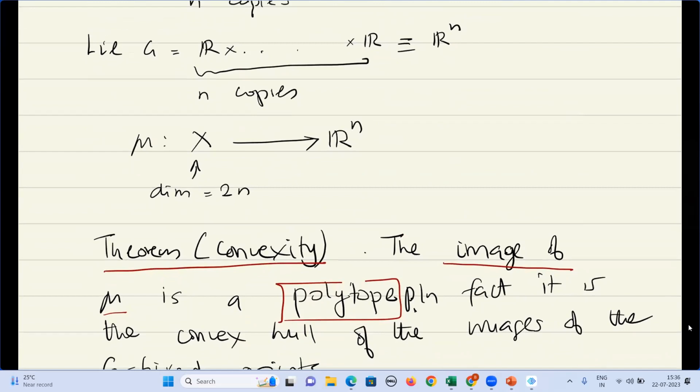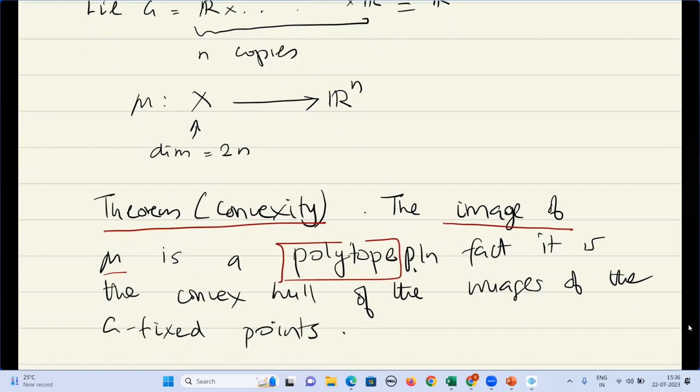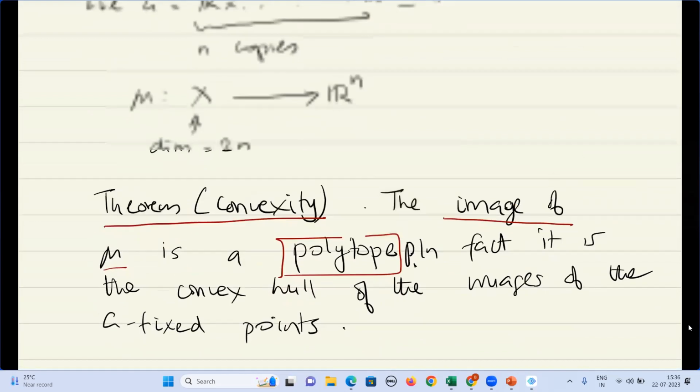So we have a map from X to Rn. In this case, the co-adjoint action is trivial because the group is abelian. There's no action, but anyway, there is a map from X to Rn. And the convexity theorem says that the image of mu is a polytope. In fact, you take the fixed points of the group action on X, which are finite, take the image of those points in Rn, and take the convex hull of those points, and the image of mu is exactly this convex hull. So this is a polytope because it's a convex hull of finitely many points.